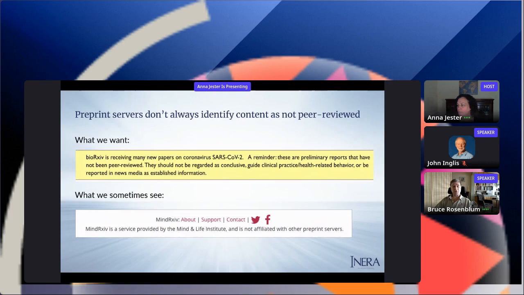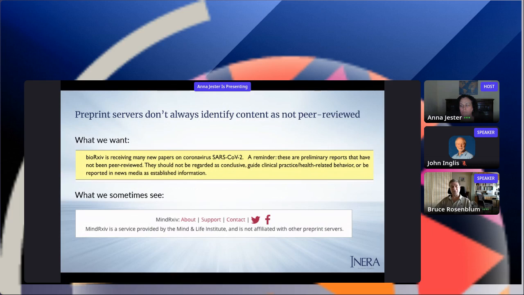So let's look at the first of these. Preprint servers don't always identify their content as not peer-reviewed. Above is the statement that appears on bioRxiv, and it clearly points out that these are preliminary and have not been peer-reviewed. On the other hand, below is a screen capture from a site called mindArchive, where it says nothing about the fact that its content is not peer-reviewed. It just says that it's not affiliated with other preprint servers. And nowhere on the site could we find information about that.